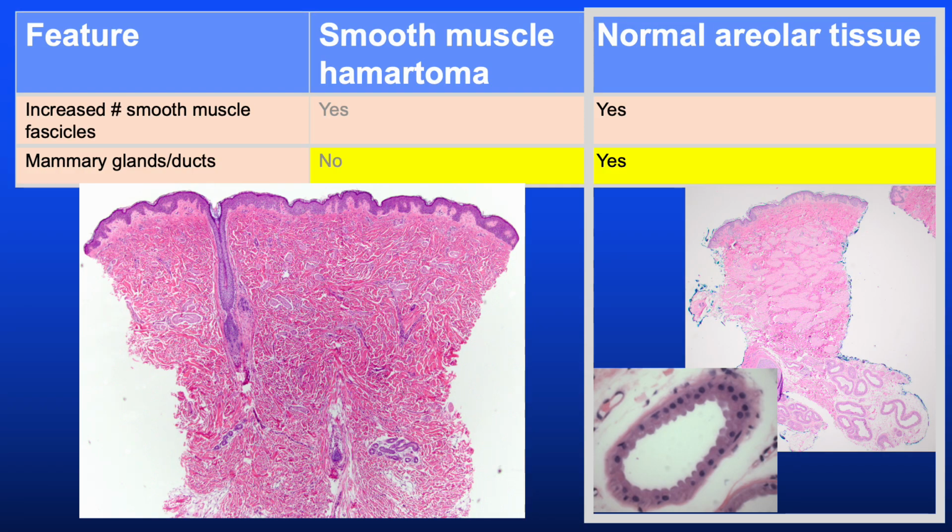Smooth muscle hamartoma can occur on the trunk, where it can also bear some histologic resemblance to normal areolar tissue. Both entities are characterized by increased numbers of fully differentiated smooth muscle fibers in the dermis. However, only normal areolar tissue is associated with mammary ducts and glands. So you have to be somewhat lucky to have a nice section of the actual mammary duct and gland. I don't have that here, but even if you're off-center, you'll still see the associated modified apocrine glands of the mammary tissue that you would not see in a smooth muscle hamartoma.